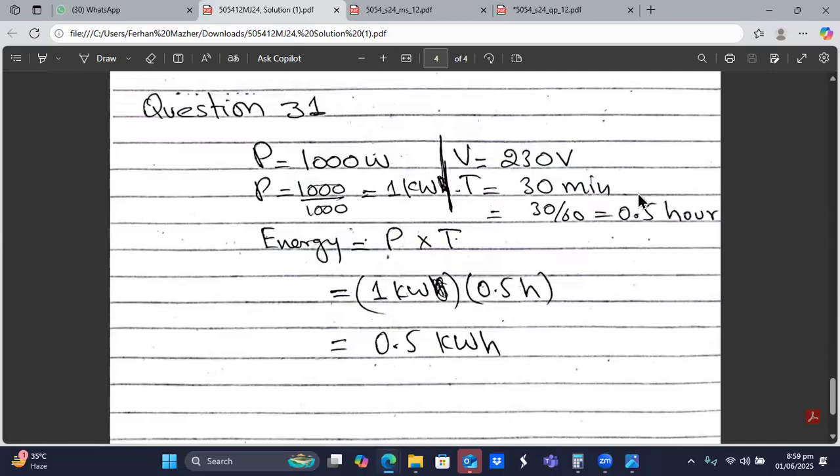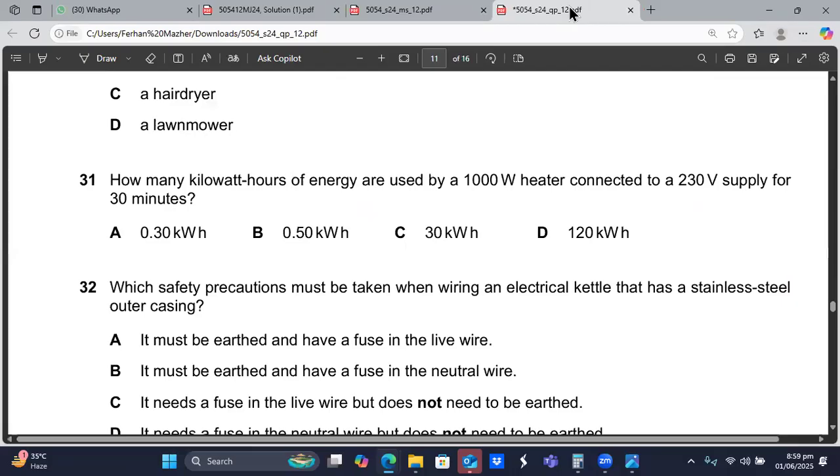The power is given, that is 1,000 watt. I will convert this into kilowatt. To convert watts into kilowatts, you have to divide by 1,000. So the power is 1 kilowatt. The time is 30 minutes. The time must be converted into hours. In kilowatt hour, the time is taken in hours. So 30 minutes divided by 60, you get 0.5 hours. So the electric energy will be power multiplied by time. The power is 1 kilowatt and the time is 0.5 hour. Just multiply them, you will get 0.5 kilowatt hour.